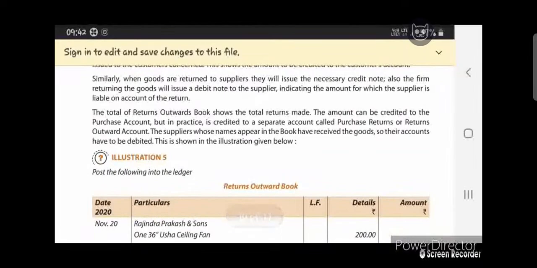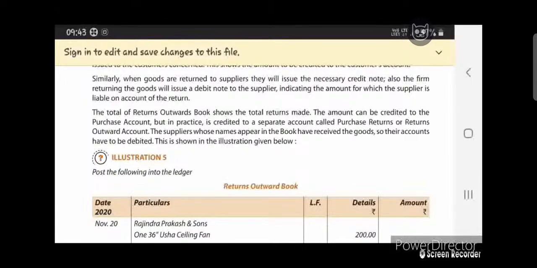Similarly, when the goods are returned to suppliers, they will issue the necessary credit note. Also, the firm returning the goods will issue the debit note to the supplier, indicating the amount for which the supplier is liable on account of the return.